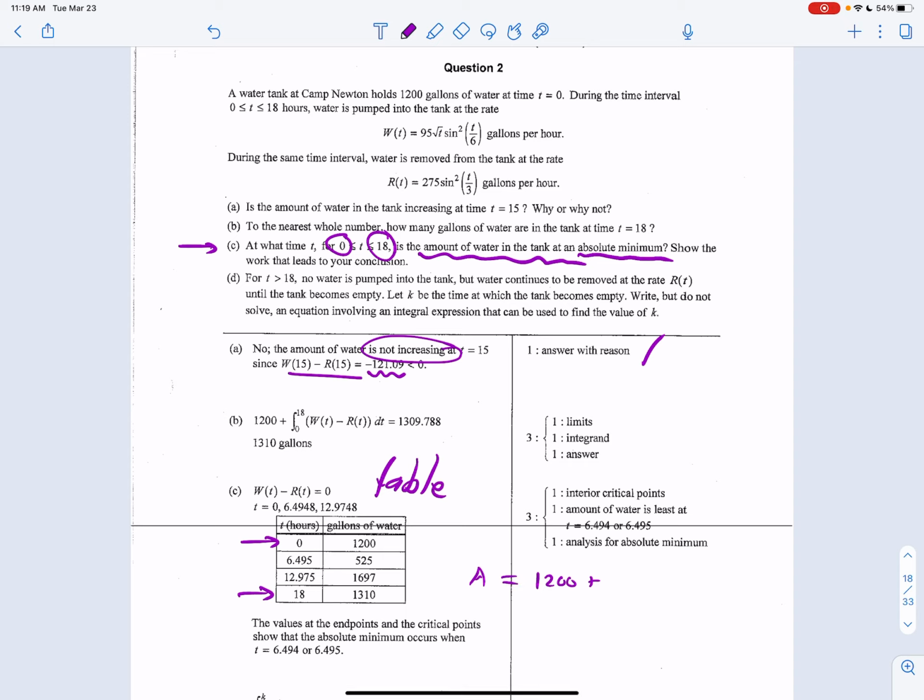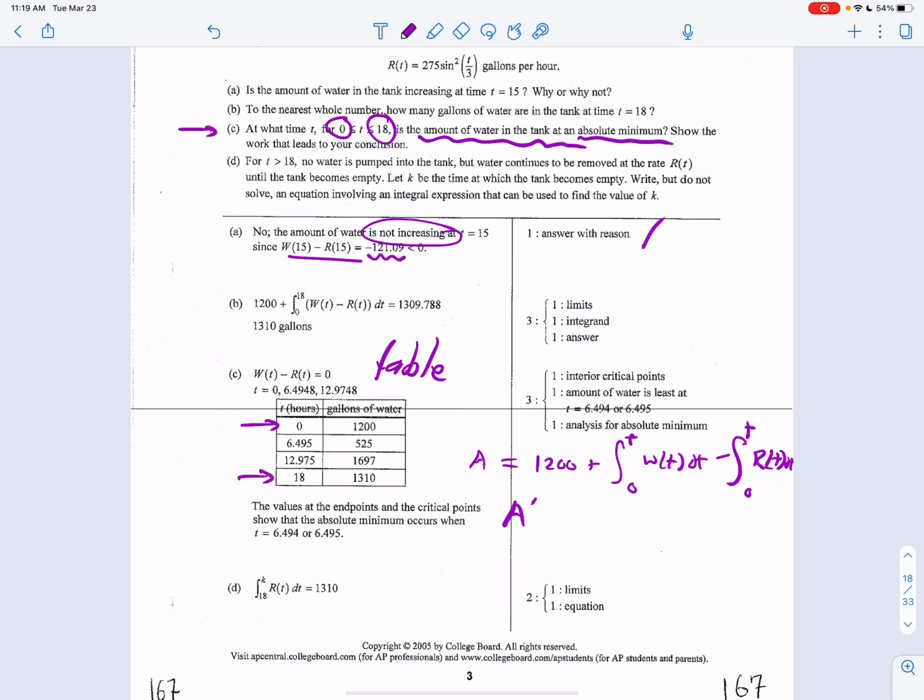So A equals 1200 plus the integral of W to get the water that's being pumped into it from 0 to T. And then we're going to subtract out the amount of water that's accumulated, that's being removed from 0 to T. So if we take the derivative there, notice how 1200 disappears. The integrals disappear, and you're left with W minus R. Okay? Notice how there's a pattern there, right? So here, we have to find out where W minus R is equal to 0.